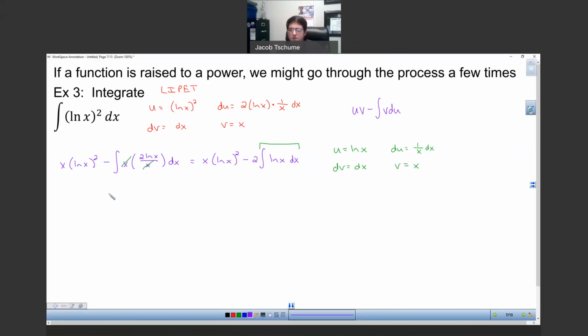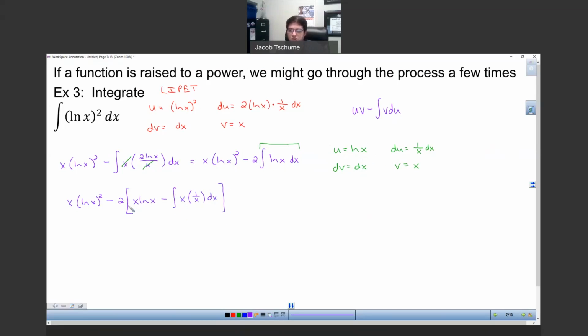So when I go to rewrite over here in purple, this would be x times the ln of x, all squared minus 2, and then you're going to do the same formula for integration by parts, but with your new information. So if you do u times v again, you will get x times the natural log of x minus the integral of v du, which is x times 1 over x dx.